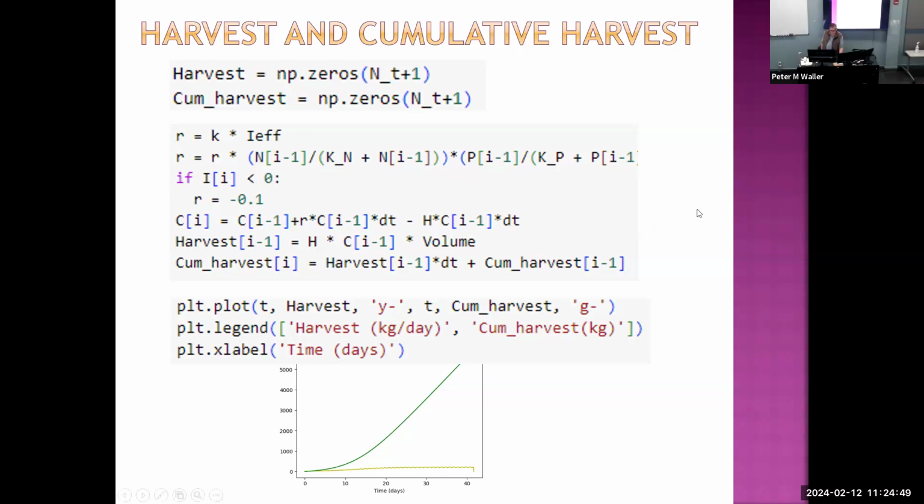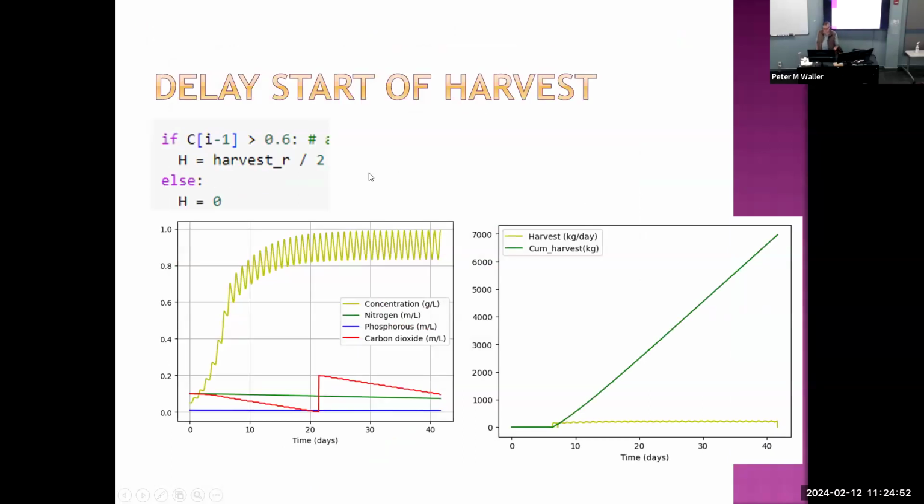So here's how we do that. Instead of just saying H equals harvest R over 2, we're going to have an if-then statement. We're going to say if C at I minus 1, the concentration here, is greater than 0.6, then H equals harvest R over 2, else H equals 0.